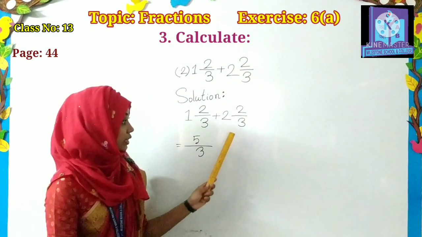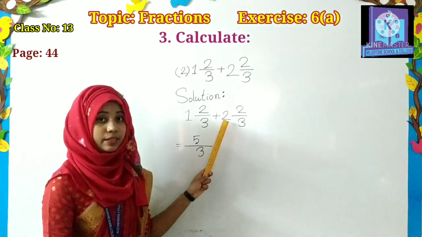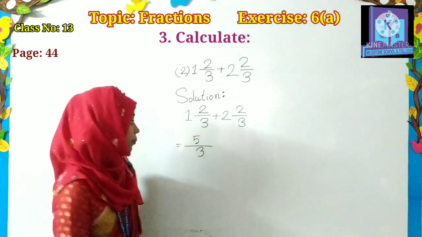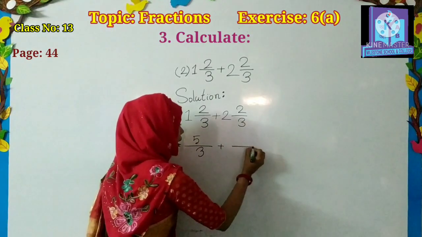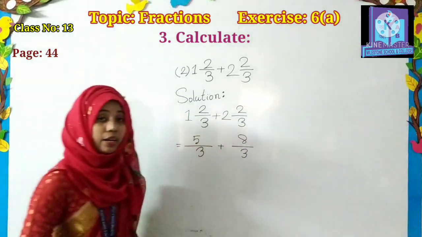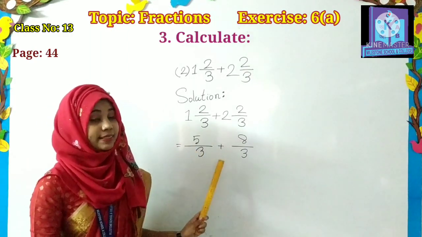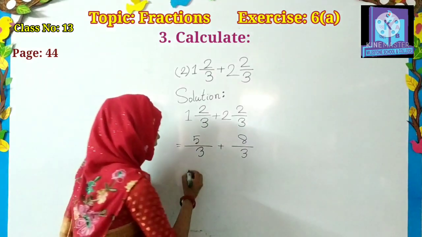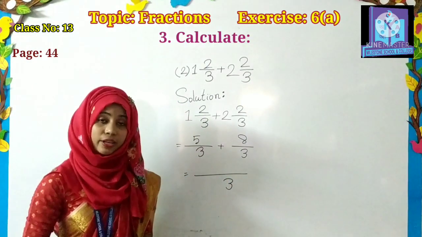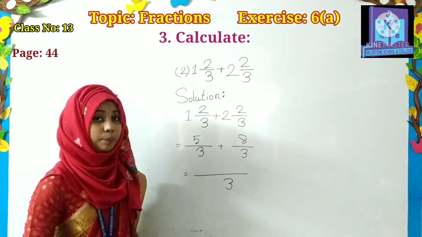Similarly, you can convert this fraction into improper fraction. 3 2s are 6. 6 plus 2 is equal 8. So I can write down here 8. And denominator 3. Now dear students, look at this. Here are 2 denominators are same. So I can write down the denominator 3. It means 3 is a common denominator. Now we will calculate just numerator. 5 plus 8.